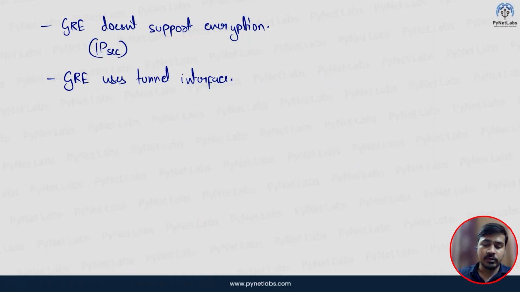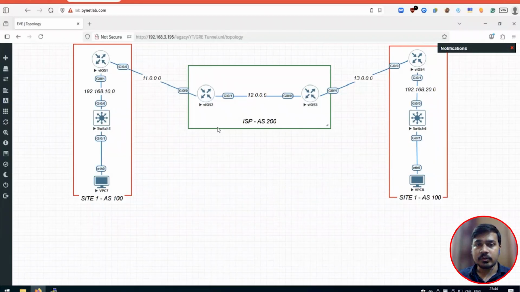Now to help you understand a little better, I have created a lab. If I just go back to our lab here, this is the lab as you can see. On the left side, I have site 1, which is AS100, and on the right side, I have my site 2, which is also AS100.